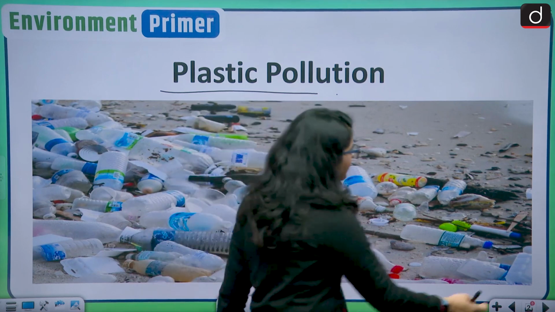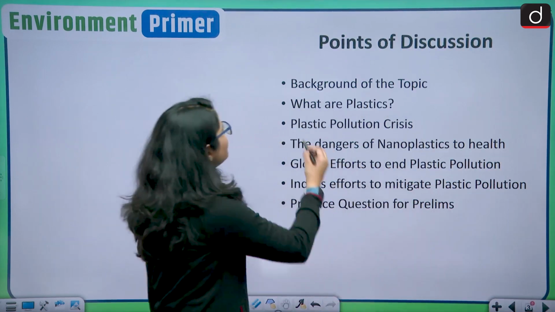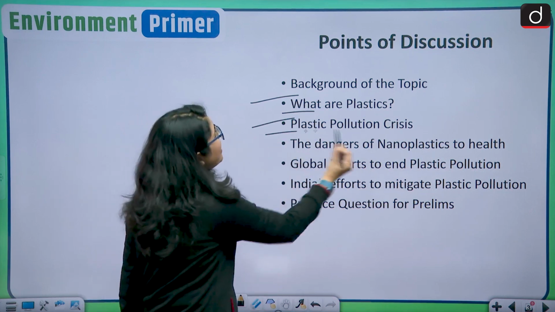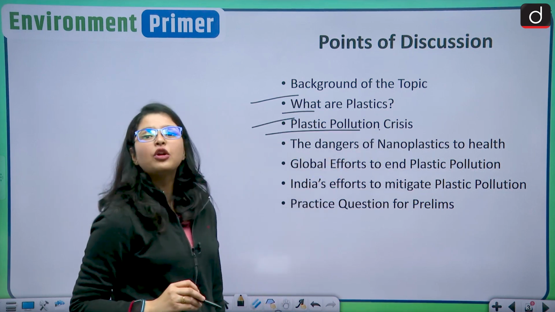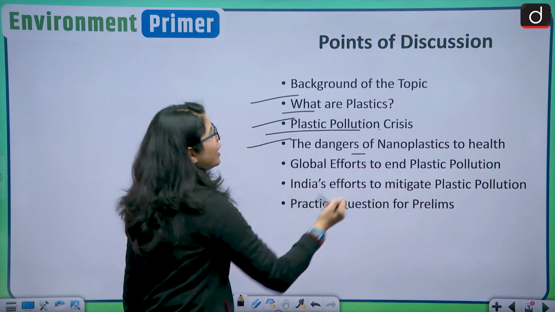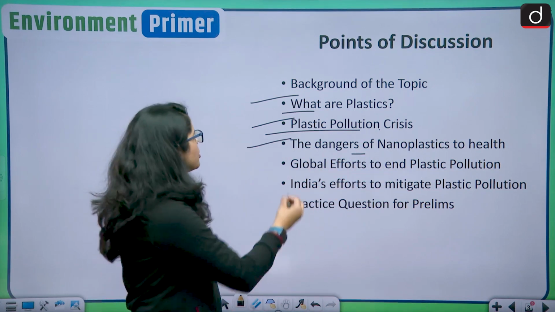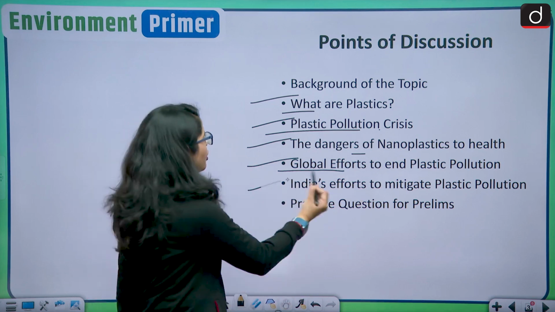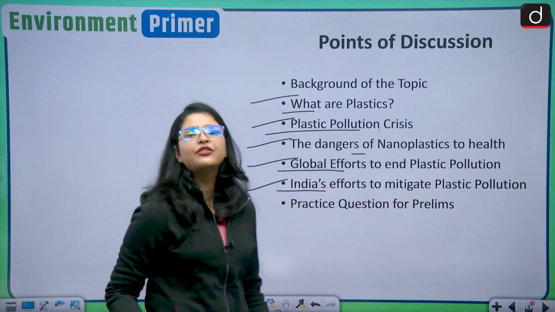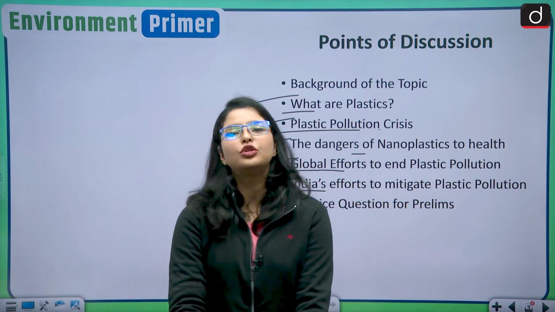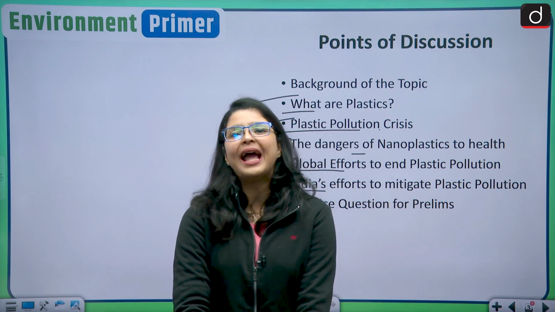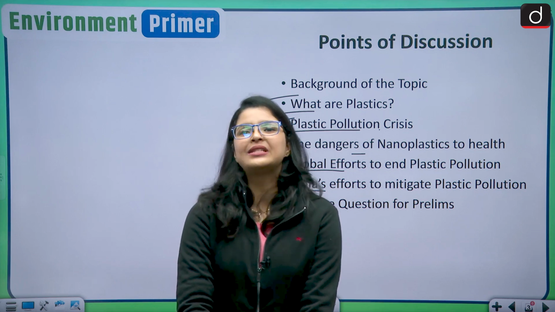In this discussion, we are going to study about firstly what are plastics. Then we are also going to analyze the plastic pollution crisis. We are also going to see the dangers of nanoplastics to health. We are also going to see the global efforts to end plastic pollution. Then we are also going to analyze the India's efforts to mitigate the plastic pollution. And lastly, we'll see a practice question for your prelims examination and a practice question for your mains examination.